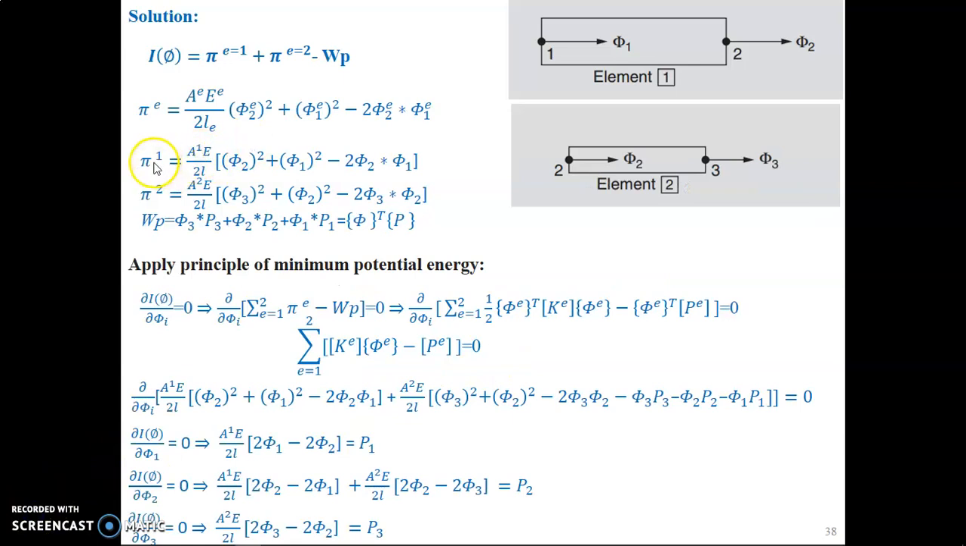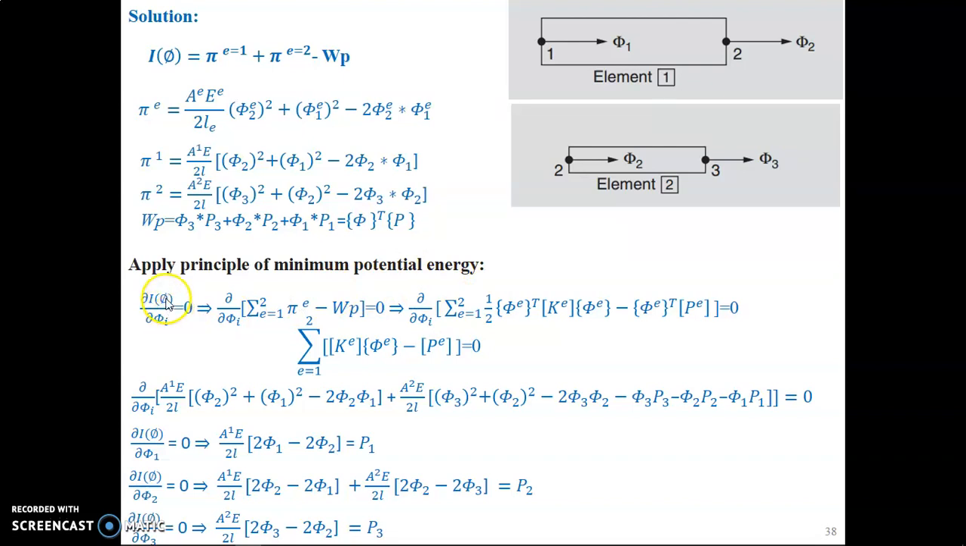Now we have derived the expression for the potential energy for the first element and the second element. Work potential is defined as a vector multiplication of the displacement vector and the P vector. P is the force vector which will be applied at all the nodes P1, P2 and P3. Now we will be applying the principle of minimum potential energy for obtaining the solution of the problem, and the solution is obtained in terms of the displacement at all the nodes.